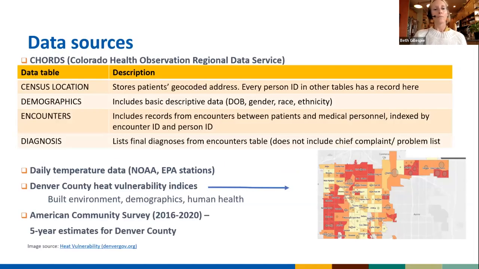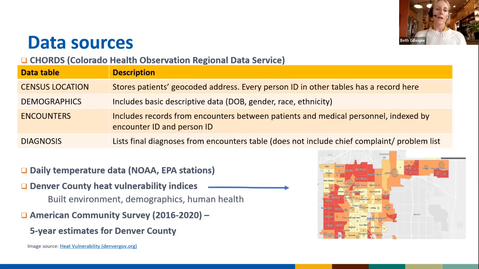So a few words on data sources. We have this unique data storing system in Colorado, and this is called CORDS, which stands for the Colorado Health Observation Regional Data Service. It basically is a storage site for where a network of healthcare, public health, and behavioral health partners can store their electronic health record data to support public health evaluation and monitoring efforts.